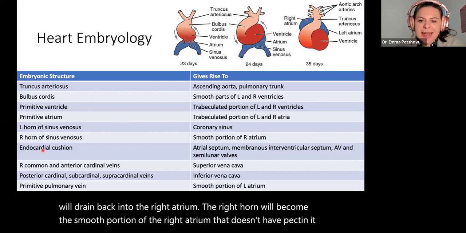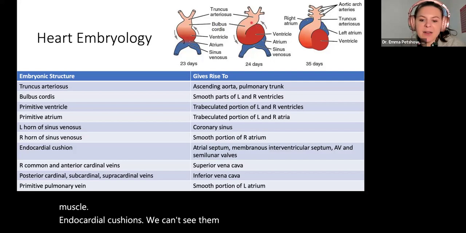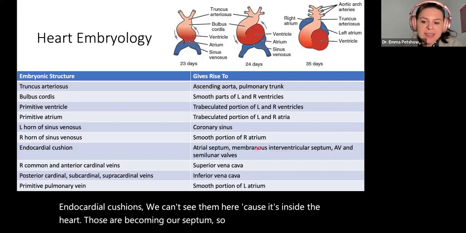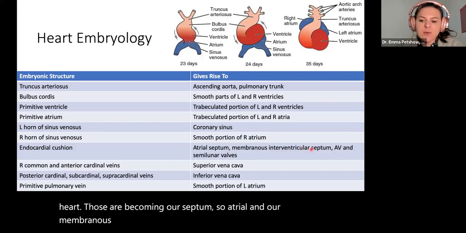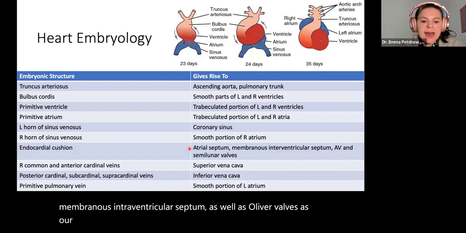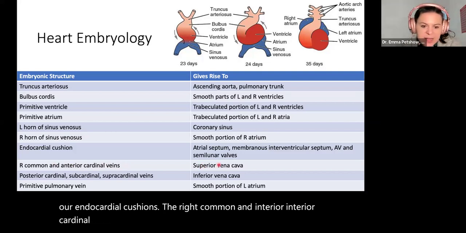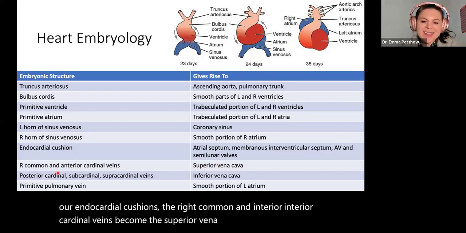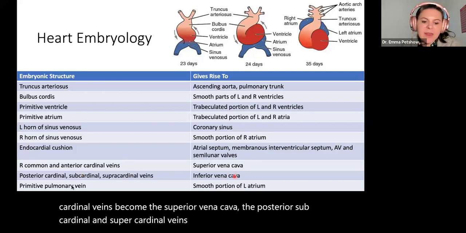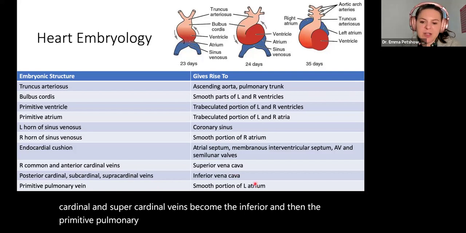Endocardial cushions, we can't see them here because it's inside the heart. Those are becoming our septum, so atrial and our membranous interventricular septum, as well as all of our valves. The right common and anterior cardinal veins become the superior vena cava. The posterior, subcardinal, and supracardinal veins become the inferior. And then the primitive pulmonary vein becomes the smooth portion of the left atrium.